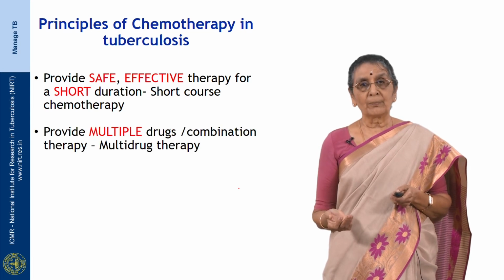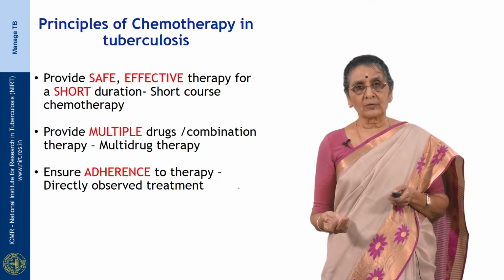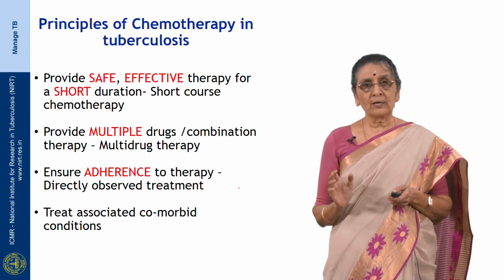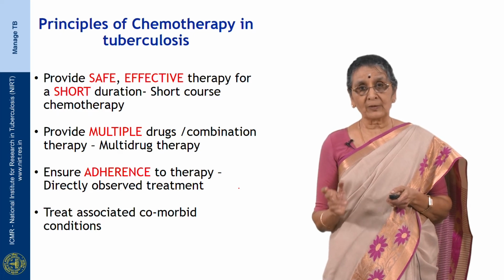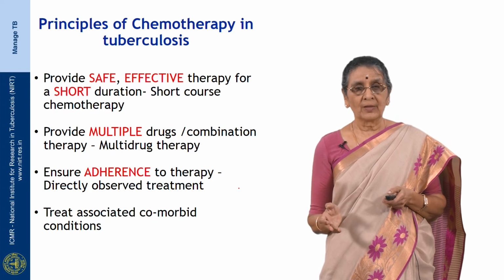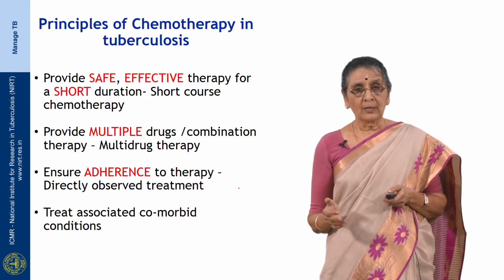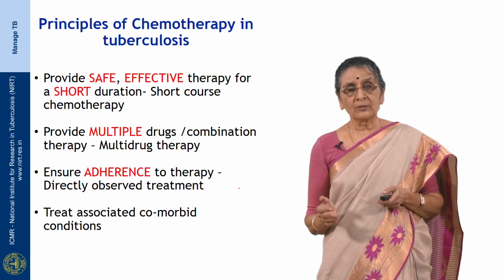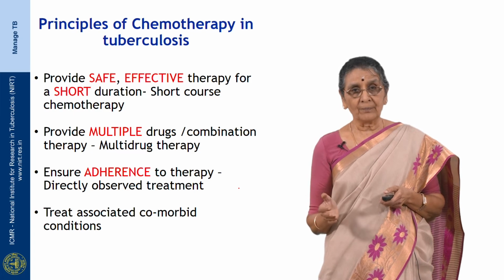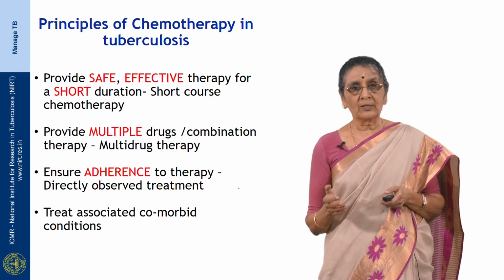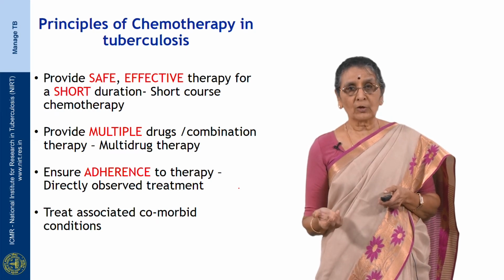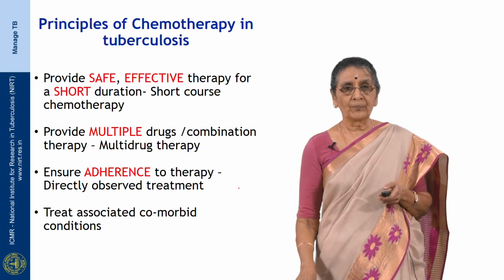Now, let us go into the principles of chemotherapy in tuberculosis. The first aim is safety and efficacy. Any drug that is prescribed or any regimen that is prescribed to a patient should be safe for the patient and it also should be effective. Now, prior to start of treatment, please look at the liver function and renal functions and ensure they have a proper functioning liver and kidney. This is important. Then you start the chemotherapy. As I told you earlier, drugs consisting of rifampicin, INH, ethambutol, pyrazinamide, short course chemotherapy.